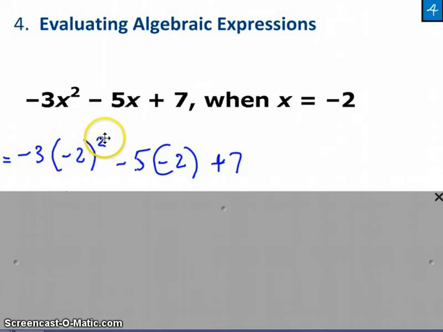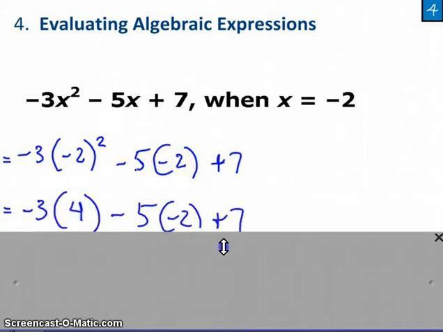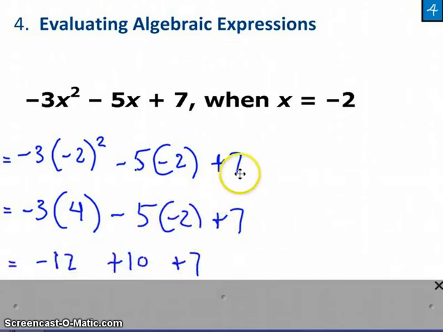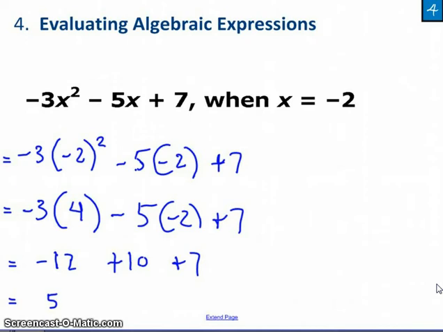So the next operation in the order of PEMDAS is exponents. Negative 2 squared is 4. 4 times negative 3 is negative 12. So I've got negative 3 times 4 minus 5 times negative 2 plus 7. As I say, that's negative 12. That's going to become positive 10. Negative 12 and positive 10, and I don't have anything that I have to do yet with the 7 because addition and subtraction come last. Now it's just a matter of cleaning these up, and you should come out with the answer of 5 for this string of 3 terms.